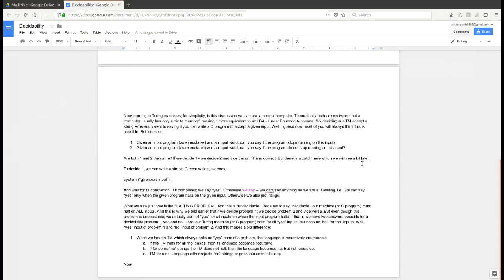So to decide a decidability question, we can see 2 examples. One is, given an input program, that is, we are considering a computer, not a Turing machine, I am asking you to write a C program which actually takes 2 inputs. One is an executable and an input word, and you have to decide if, when run, it will halt on this given input. Now the second problem is almost the same.